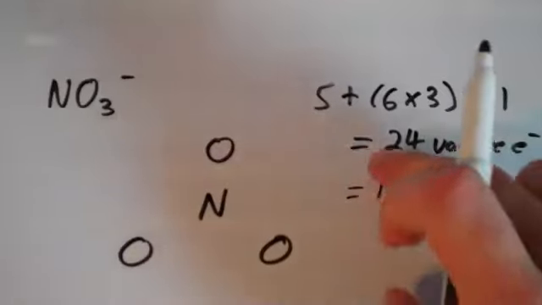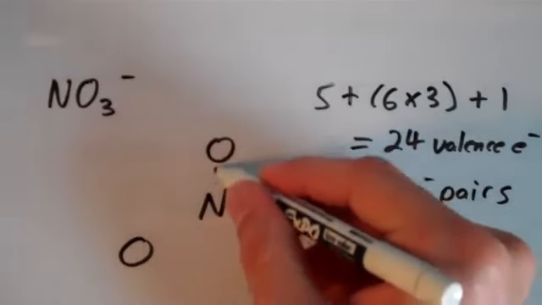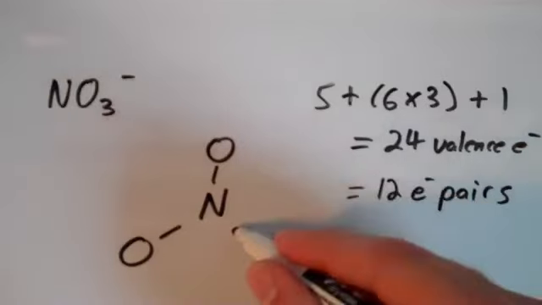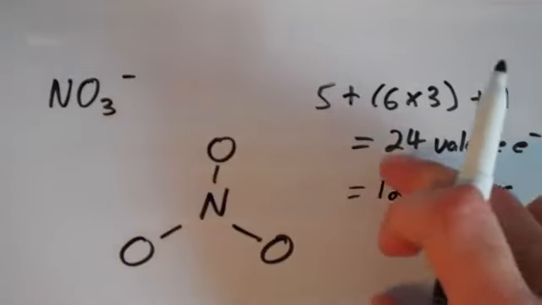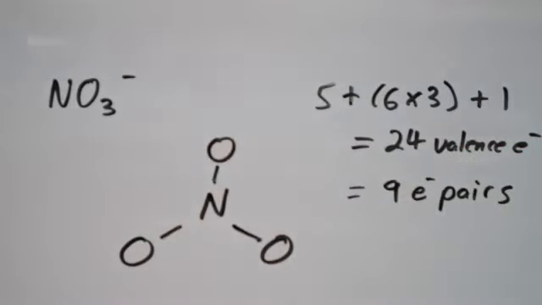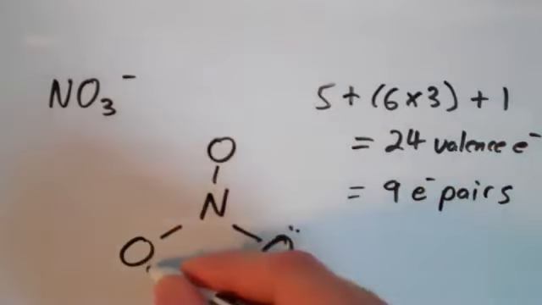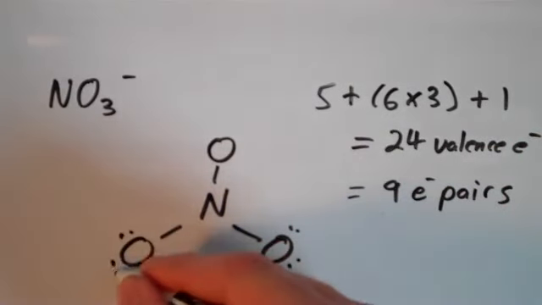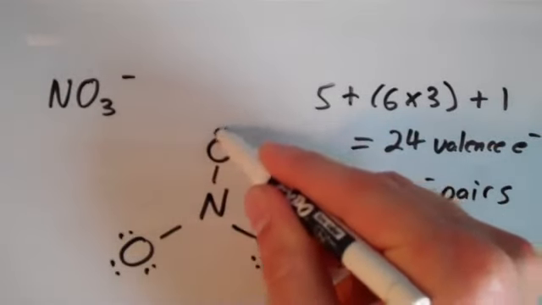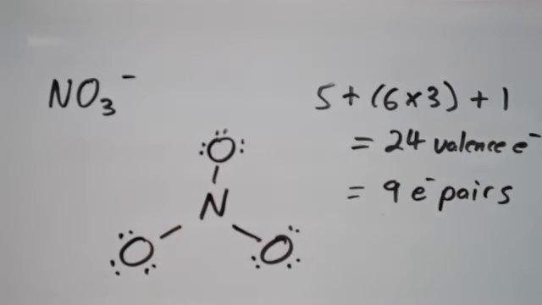And to start using up these electron pairs, we're going to put 2 electrons in between every 2 atoms. So there's 1 pair, 2 pairs, 3 pairs. 12 minus 3 is 9 electron pairs. Now we have to add lone pairs to the more electronegative atoms, giving octets to as many as we can. So we have 9 left: 1, 2, 3, 4, 5, 6, 7, 8, 9. So we've used up all the electrons.